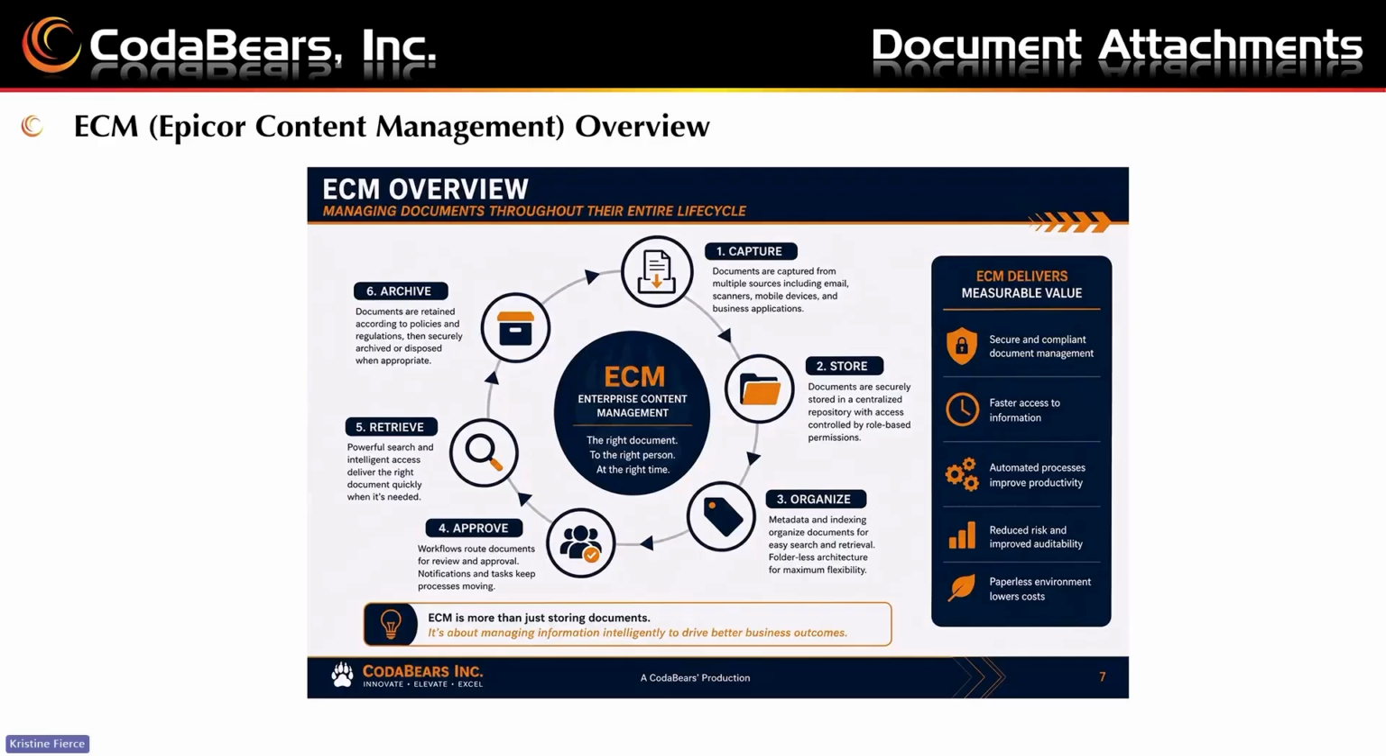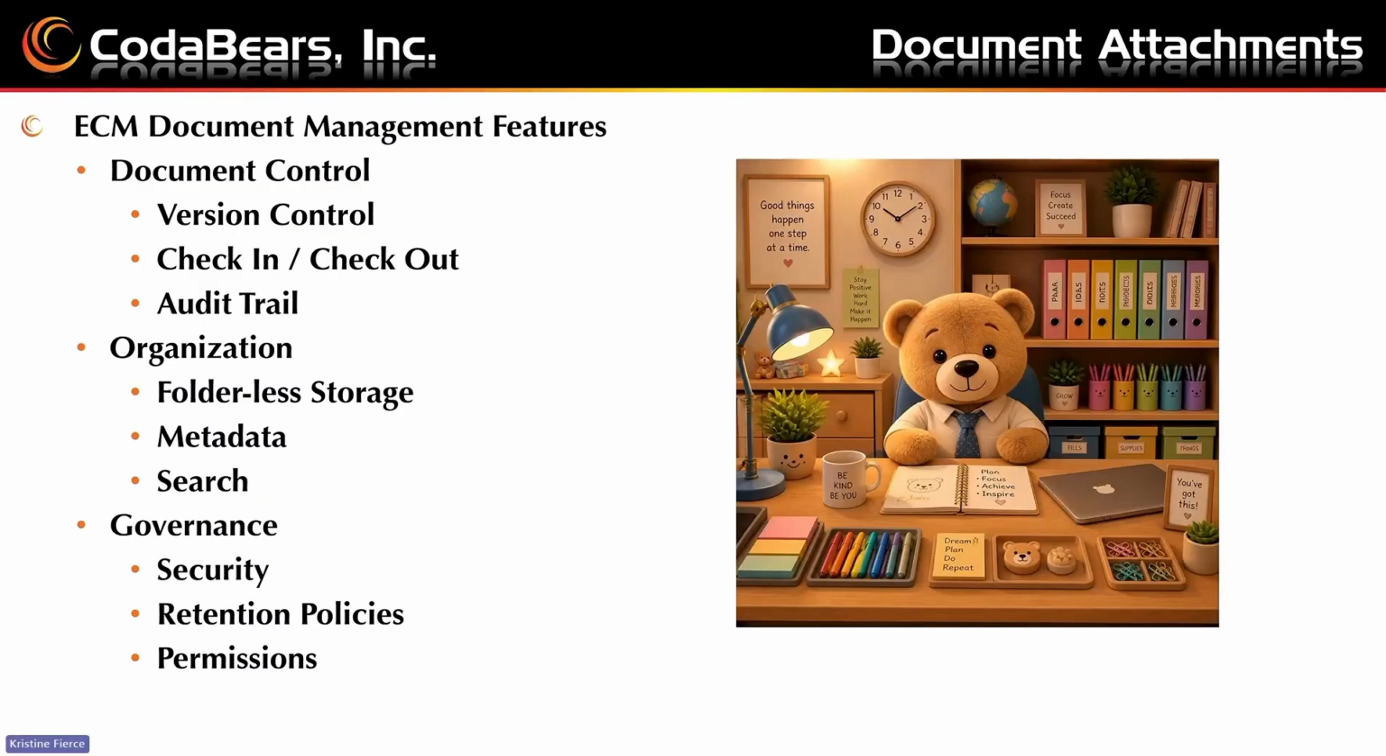ECM manages documents throughout the entire lifecycle. Rather than simply attaching a file to a transaction, ECM controls how the documents are captured, secured, approved, retained, and ultimately archived. As I mentioned in the previous slide, one of the core strengths of ECM is document control. It ensures employees always have access to the correct version of the document while maintaining an audit trail history of changes. Not every employee should have access to every document. ECM uses role-based security to determine who can view, edit, and approve the documents, to ensure sensitive information is kept secure, while employees still have quick access to the documents they need.